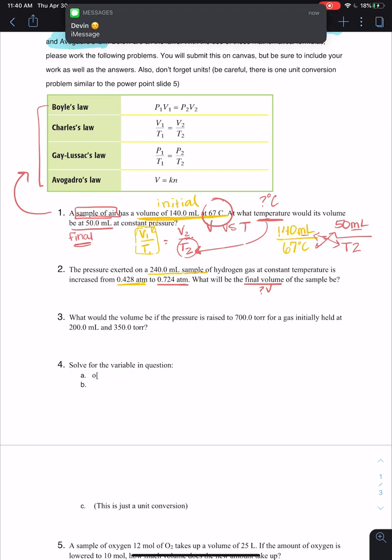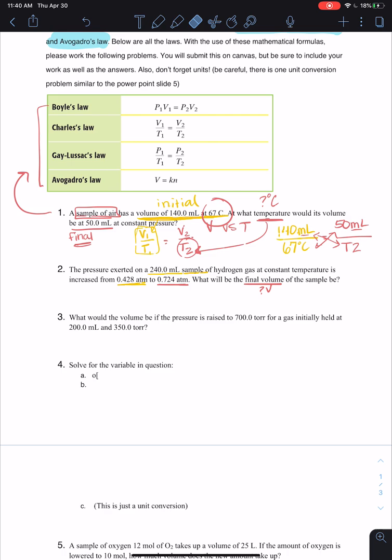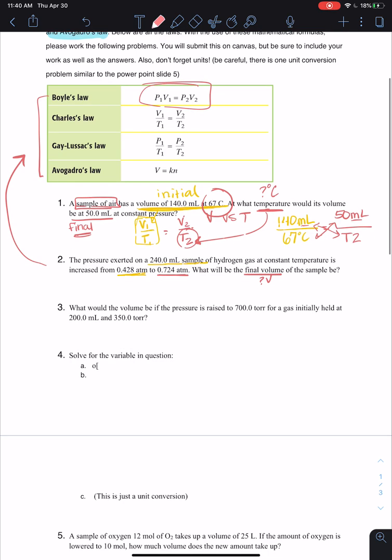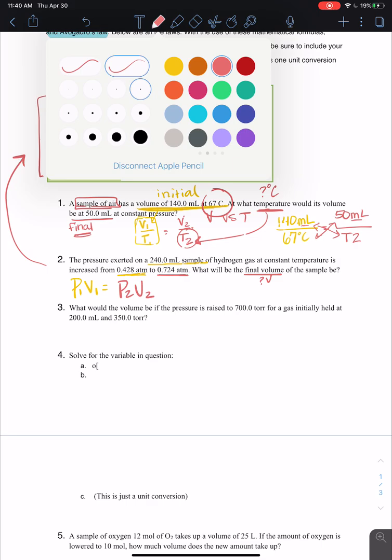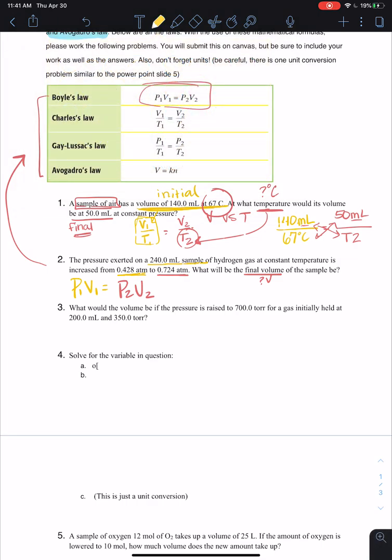And the only two things that we have right now are volume and pressure. So again, we're going to go up here and see which law only deals with volume and pressure, and temperature is constant. And that is Boyle's law. So we're just going to copy that down. I have P1 V1 equals P2 V2. Okay, so then you're just going to plug in your information and you're solving for V2.